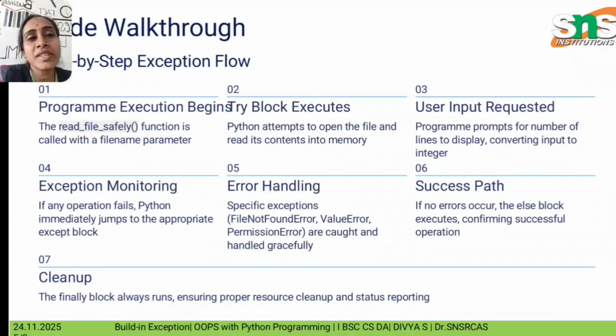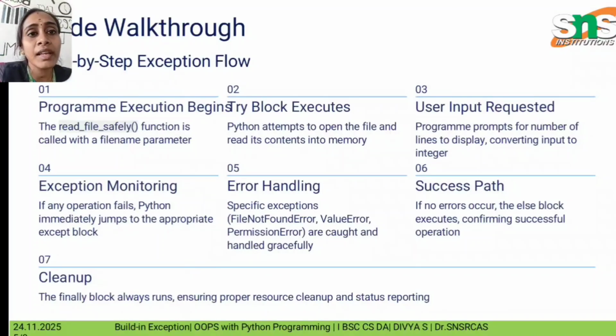So, the step-by-step exception flow. Program execution begins and I am reading a file safely. The function is called with the file parameter. Next, the try block executes. Python attempts to open the file and read its content into memory. Then user input is requested: the program prompts for the number of lines to display and converts the input into an integer. For exception monitoring, if any operation fails, Python immediately jumps to the appropriate except block.